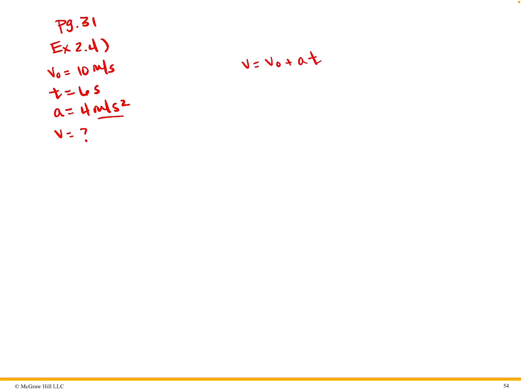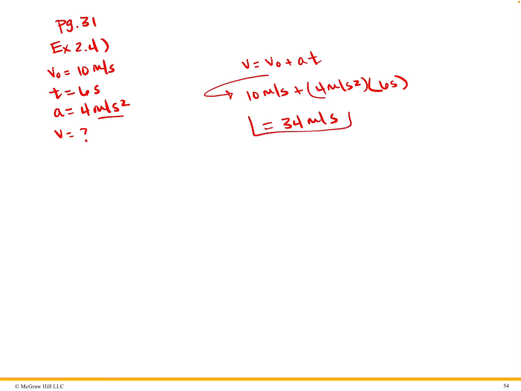Well, this is the kinematics equation that we just had, right? So what is our initial velocity? It was 10 meters per second, plus our acceleration, which was 4 meters per second squared, times 6 seconds. Get your calculator if you need to. 4 times 6 is 24, plus 10 is 34. So 34 meters per second is your final velocity at that point.